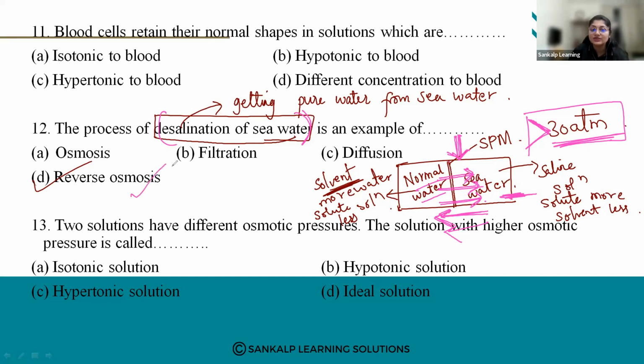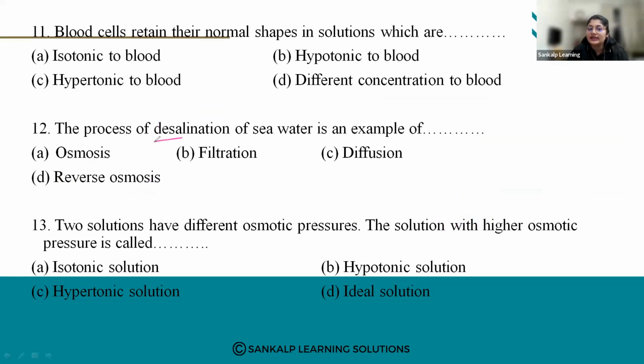So we have seen what reverse osmosis is. If an external pressure greater than the osmotic pressure is applied on the solution, solvent molecules flow from the solution to the solvent through a semi-permeable membrane. This is called reverse osmosis. The best example for reverse osmosis is desalination of seawater. Just see the spelling of desalination, no spelling mistake.